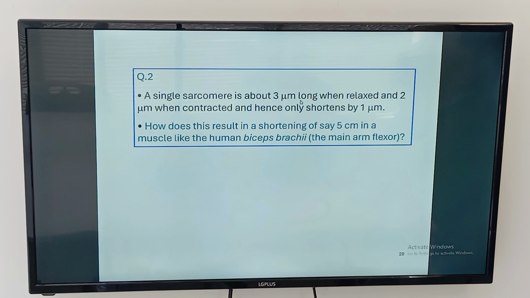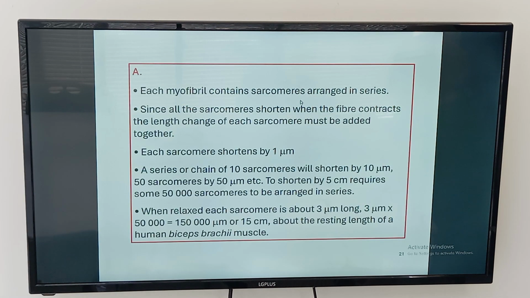How does this result in a shortening of, let's say, 5 centimeters in a muscle, like the human biceps brachii, which is the main arm flexor? The answer of the previous question, this one. Since each myofibril contains sarcomeres arranged in series, and since all sarcomeres shorten when the fiber contracts, the length change of each sarcomere must be added together.